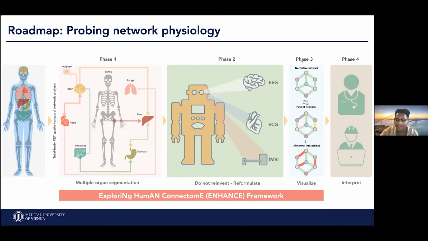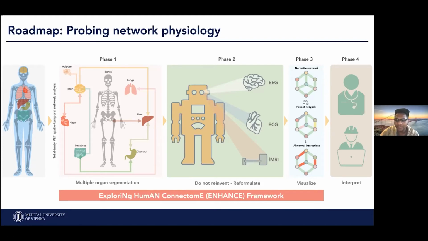Phase 3 is the part where we actually struggle, because this is so new to us. We are not used to network analysis before, but the concept, as I explained, is to visualize these abnormal interactions between the networks. And this is where we are. We are currently working on phase 3. Phase 1, phase 2, and phase 3 all combine to form this enhanced framework, which is a web framework we are currently building.